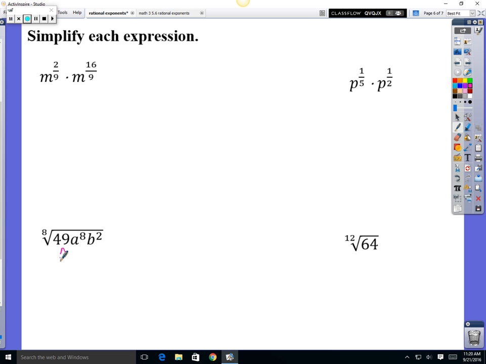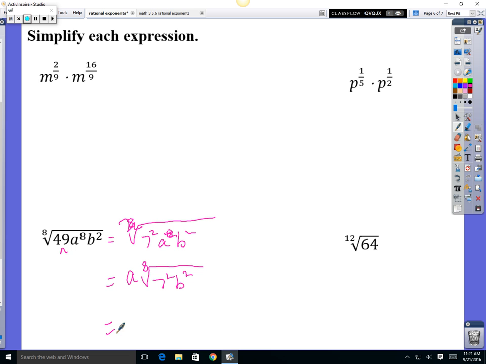49, you can change that to, here's what we got. 8th root of 7 squared, a to the 8th, b squared. Okay, this 8th root is going to undo this 8th power, so a comes out. So I've got a 7 squared b squared, and you're done. Okay, if you want to morph it, I gotta put an 8 there so I know it's an 8th root.